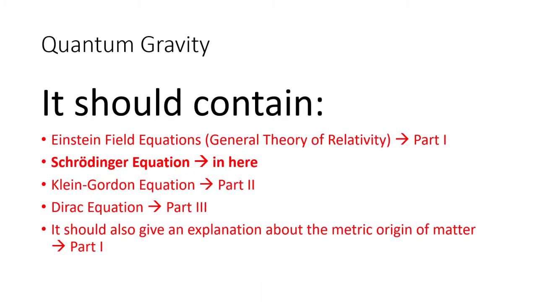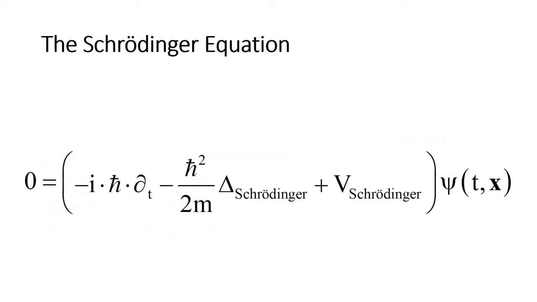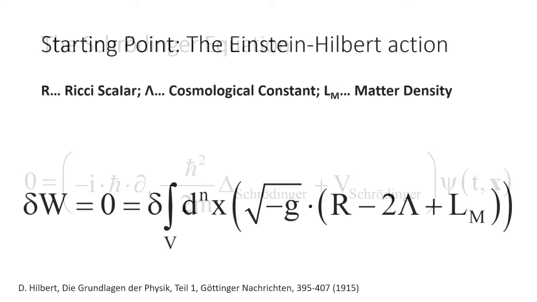A theory of everything, for which we are aiming here, should not only contain Einstein's general theory of relativity, but also all major quantum equations, and it should also explain the appearance of what we describe as matter. In this presentation, we will concentrate on the metric derivation of the Schrödinger equation as one of the most important non-relativistic quantum equations. Our starting point is the so-called Einstein-Hilbert action, a variational integral based on a Hamilton extremal principle.